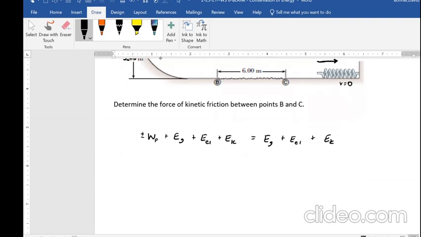It's sometimes nice, if you have multiple instances to choose for your before and after, like we do here, to just indicate that I'm going from point A to what I'm calling point D at the end.